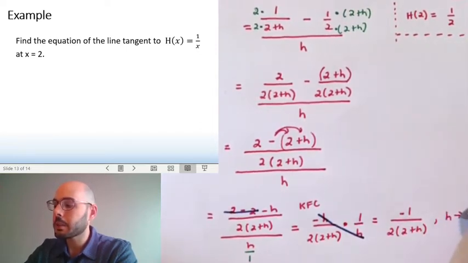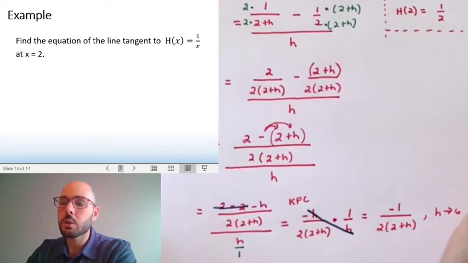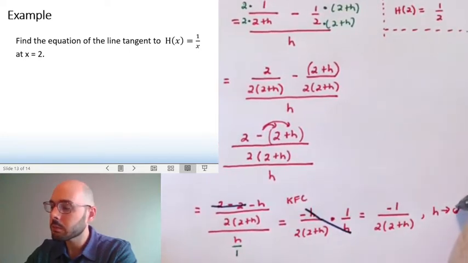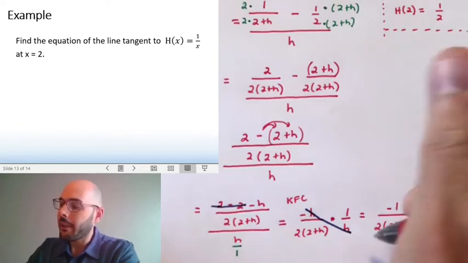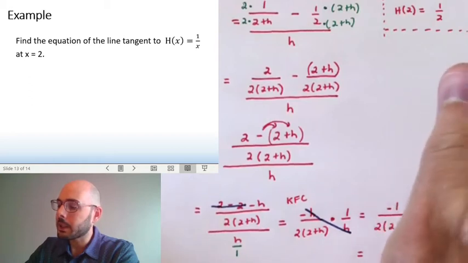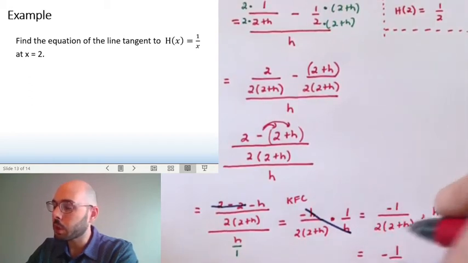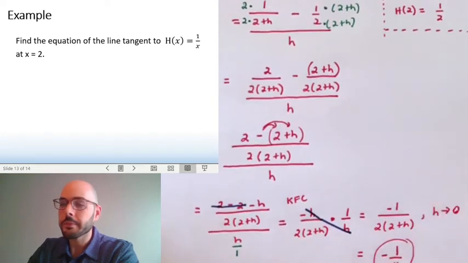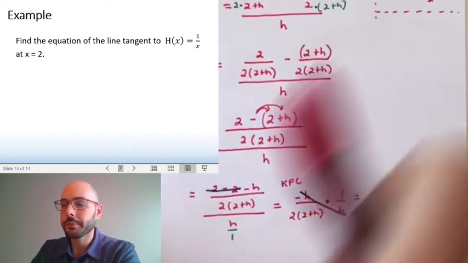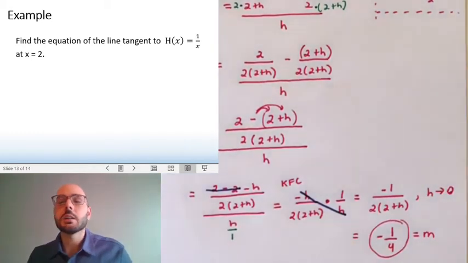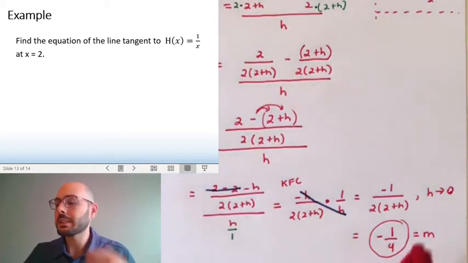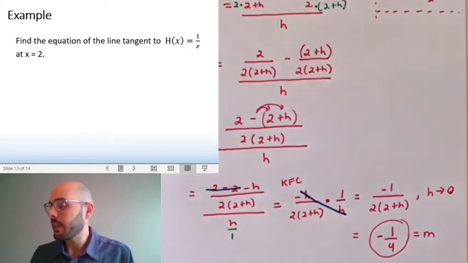Our last step is to replace all of our h's with zeros. So you want to go ahead and do that, replace your h with a 0, and that should end up simplifying to be a negative 1 over 2 times 2, which is 4. So we end up getting an IROC of negative 1/4, which represents our slope m in this problem.